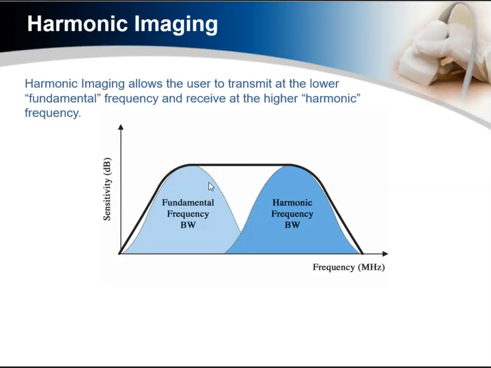Harmonic imaging says to the machine, I don't want you to listen for that 4 megahertz signal. I want you to listen up here for an 8 megahertz signal. And so it's effectively shifting the entire bandwidth to a higher frequency. Okay, so we'll talk more about this when we get into harmonic imaging, but this is just a way of listening to higher frequency signals coming back from the body.